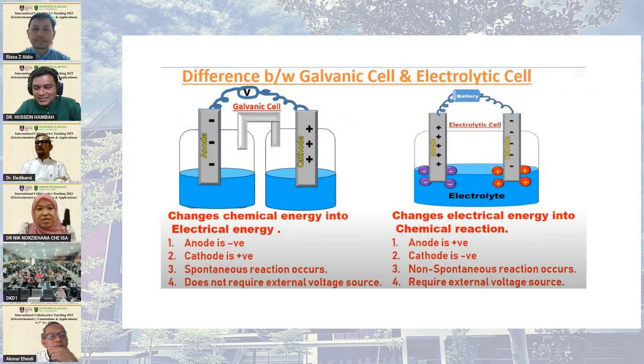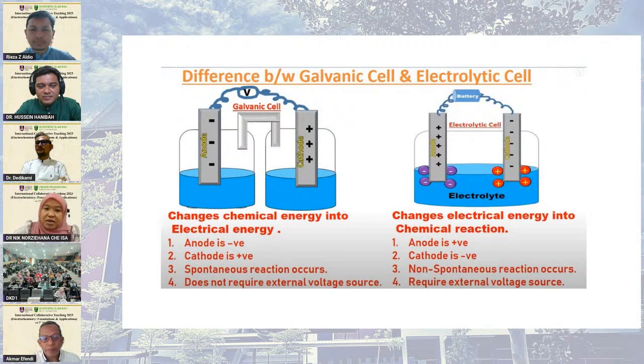Now we look at the differences between these two cells. Obviously we can see here for the galvanic cell, we have two separated half cells that are connected with what we call a salt bridge. Here we can see that the anode is negative. However, for the electrolytic cell, the anode is positive, and the cathode for the galvanic cell is positive while in the electrolytic cell it is negative.